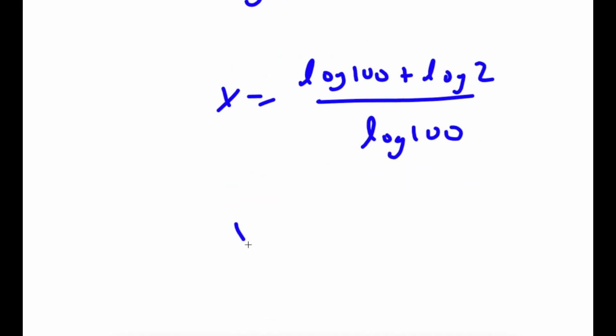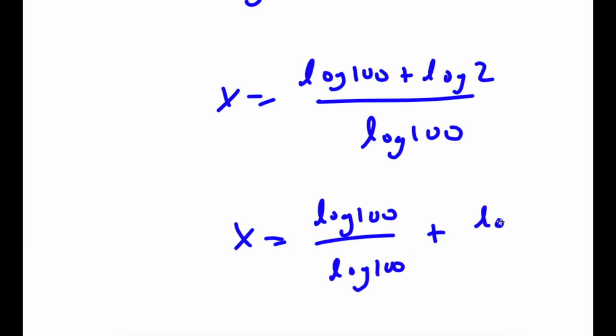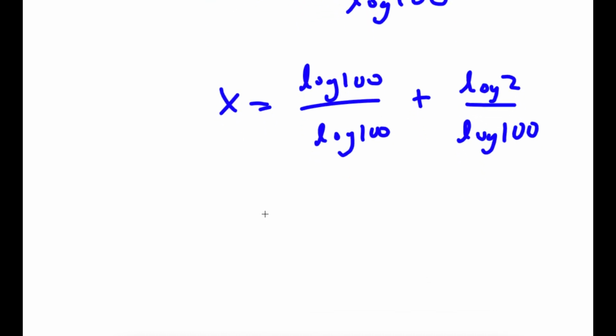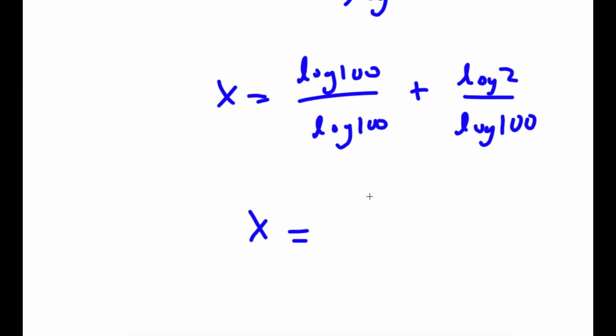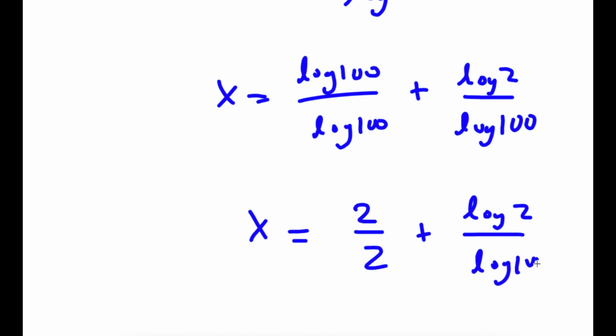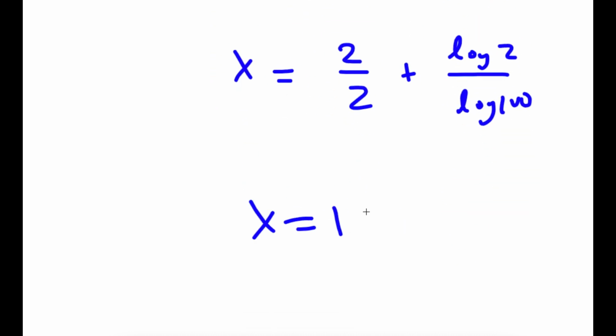So now I have log 100 over log 100 plus log 2 over log 100. Now log 100 is simply equal to 2. So I have 2 over 2 plus log 2 over log 100. Which is equal to 1 plus log 2 over 2.